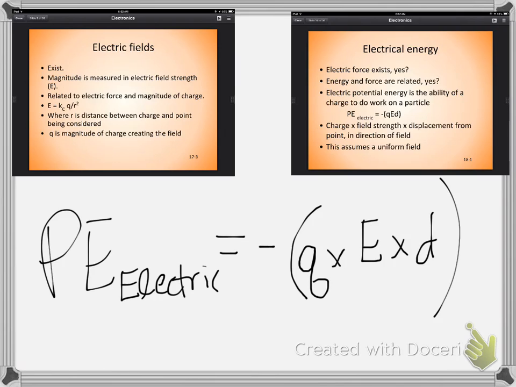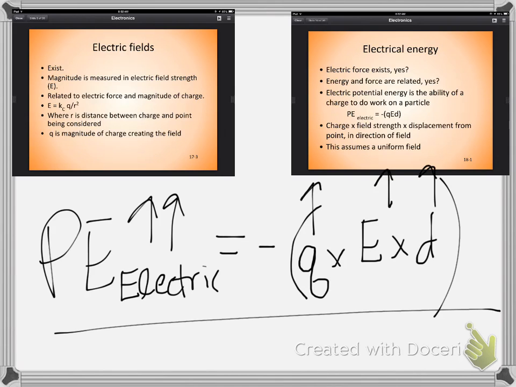Potential energy is directly related to the charge, the field strength, and the distance. You can see that just looking at this equation. Mathematically, you know that if this goes up, this goes up. If this goes up, this goes up. So that's pretty darn easy.